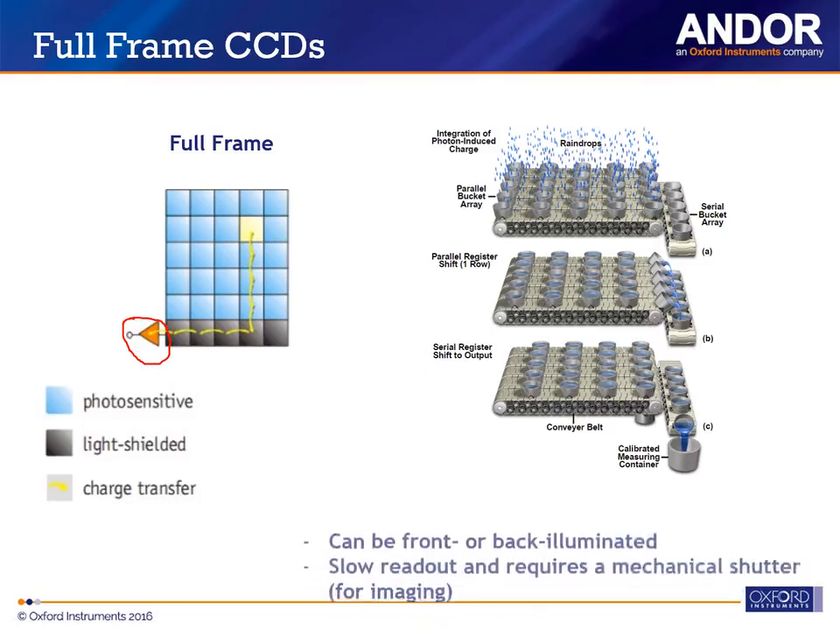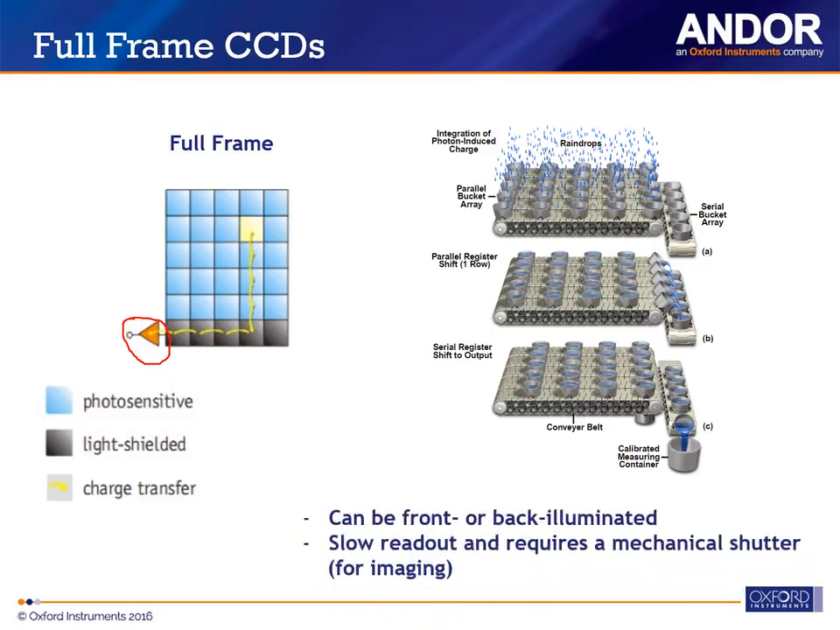Now, just a couple of other points to make about them. To their benefit, you can get them both front and back illuminated. Now, we haven't really talked about front and back illuminated structures yet, and we'll do so in a few slides, but bear that in mind for now. It can be one of the strong advantages of full frame CCDs in that they can be back illuminated given the highest possible quantum efficiency. So they can be very, very sensitive.